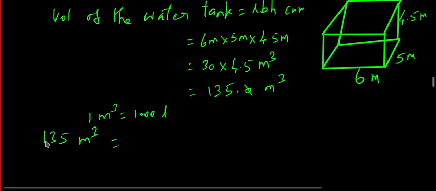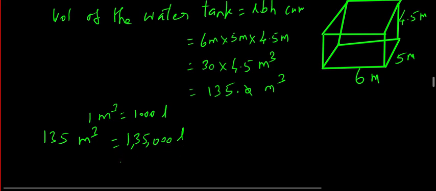So here we multiply by 135. This side also we need to multiply by 135. So 135, if you multiply, we will get 3 zeros. So 1,35,000 liters of water it will hold. This is the capacity of this water tank. So how many liters of water this water tank holds means 1,35,000 liters.